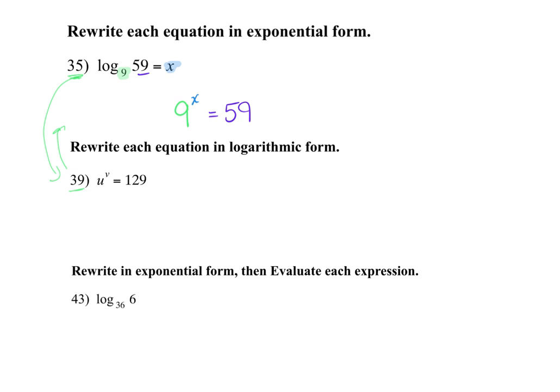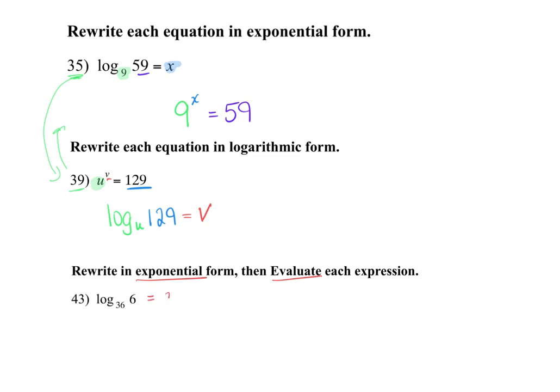For this next one, I'm rewriting the other way. This is my base. So that's going to be the base of my log. So I'm going to say log base u. This piece is what I am taking the log of. And this is going to be what it all equals. It always equals what was originally the exponent. Any questions?